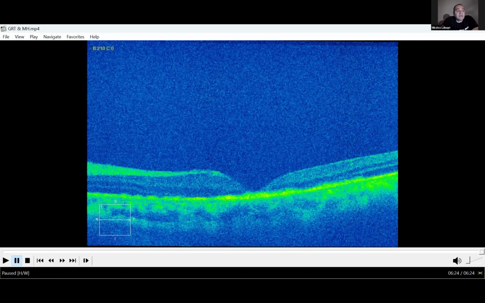So this is the first part. Another point, in terms of the inverted flap: usually I use the inverted flap mostly for idiopathic holes. I use a conventional peeling technique, and the smaller the hole, the smaller the peeling zone I do; the larger the hole, the larger.